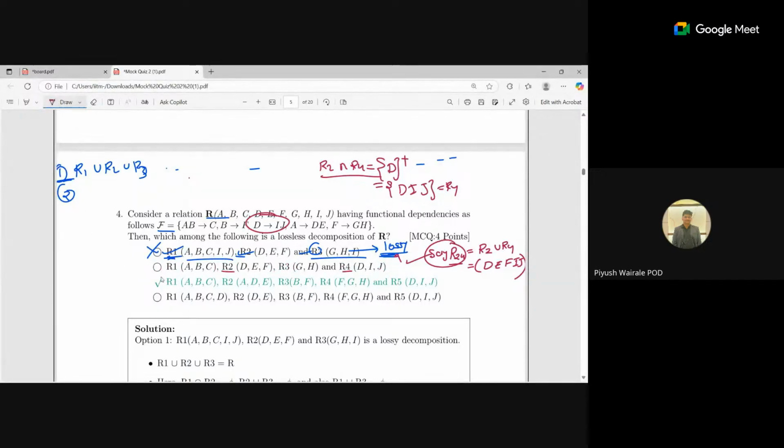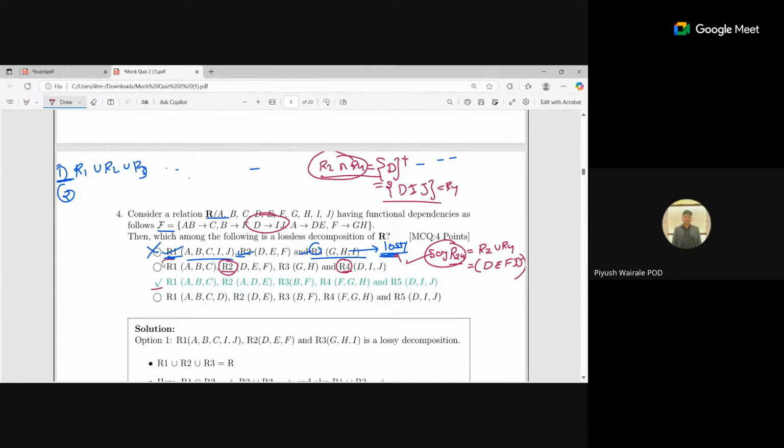What about option number C? For the second condition, we should check the common attribute between every relation. First take any two relations. Here we have taken R2 and R4 because we can see a common attribute. It means we can join these two relations. So we have joined them and say the resultant will be R24.